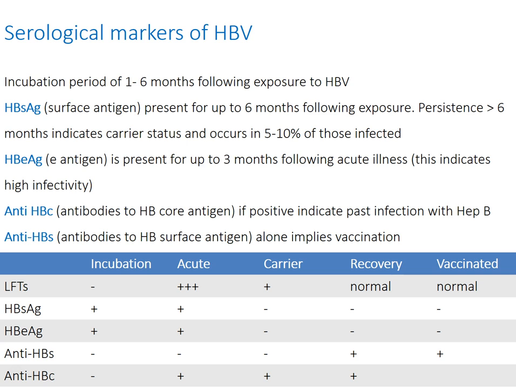There are various serology markers for hepatitis B. The incubation period is usually up to 6 months following exposure, and the HBsAg antigen, or surface antigen, is present for up to 6 months following exposure. If it lasts for more than 6 months, it usually indicates carrier status and occurs in up to 10% of those initially infected. Hepatitis E antigen is present for up to 3 months following acute illness, and this indicates high infectivity. Antibodies to core antigen, anti-HBc, if positive, indicate past infection with hepatitis B virus, and anti-HBs, antibodies to hepatitis B surface antigen alone, implies vaccination.